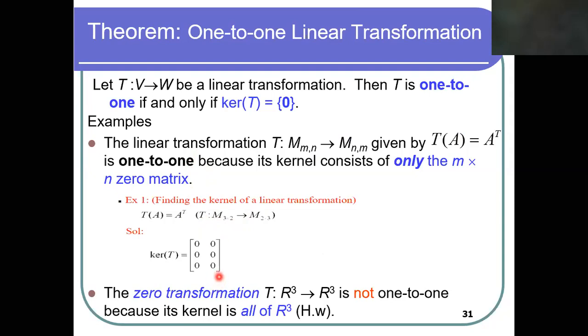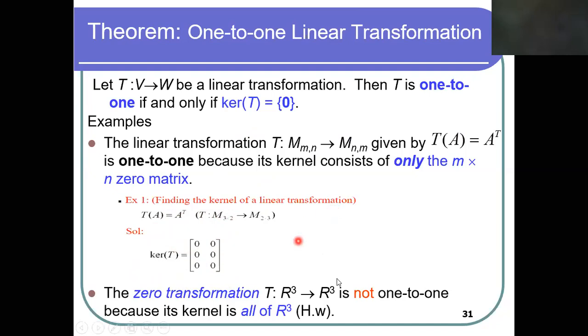the element of order 3 cross 2, that is matrices which have 3 rows and 2 columns, whose transpose is equal to 0. In that case, the kernel of the transformation is always this one, and it consists of only one element of this domain. So this is not 6 elements, this is only one element of this matrix. So in that case, this is a one-to-one transformation.